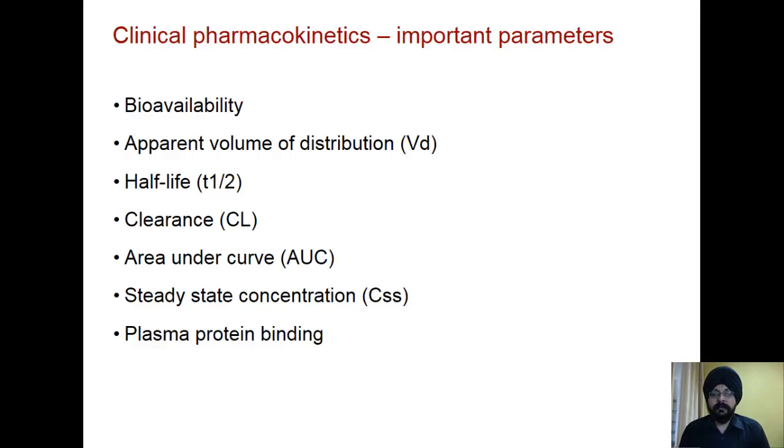Plasma protein binding is another clinically important parameter and plays an important role when deciding dosage regimens. Since free drugs are the drugs which are metabolized, and the free fraction is the one which is involved in the therapeutic effect, the changes in plasma protein binding can significantly alter the therapeutic as well as the toxic profile of the drug, and may require dose adjustments.